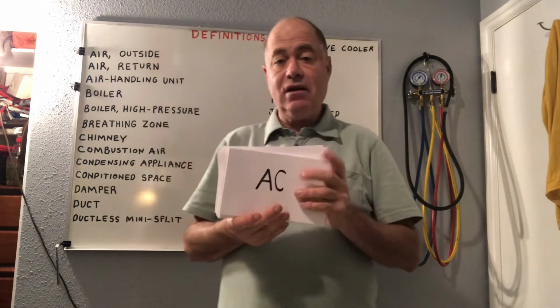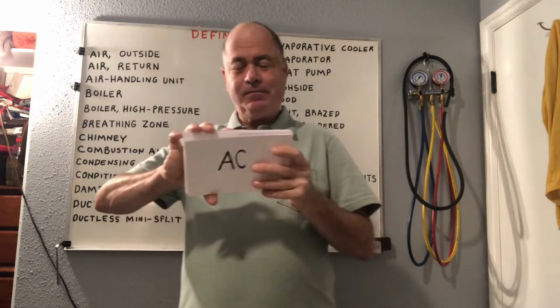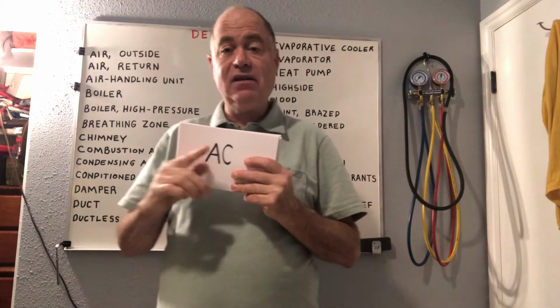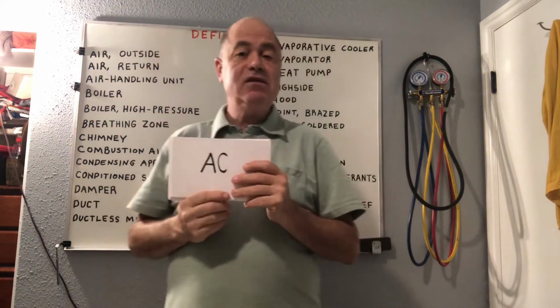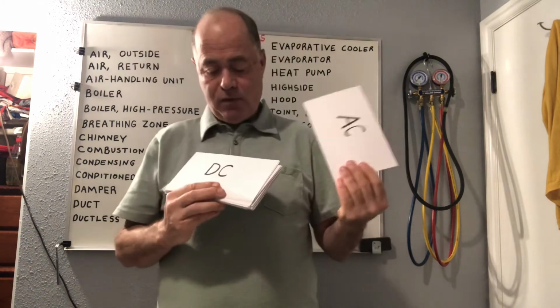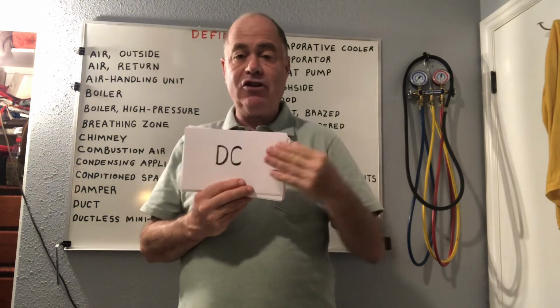Now, this is AC, which is really for alternating current. Okay, this is electricity goes back and forth. This is what comes out of all the electrical outlets in your home. Okay, DC is direct current, or electrons just flowing in one direction only.